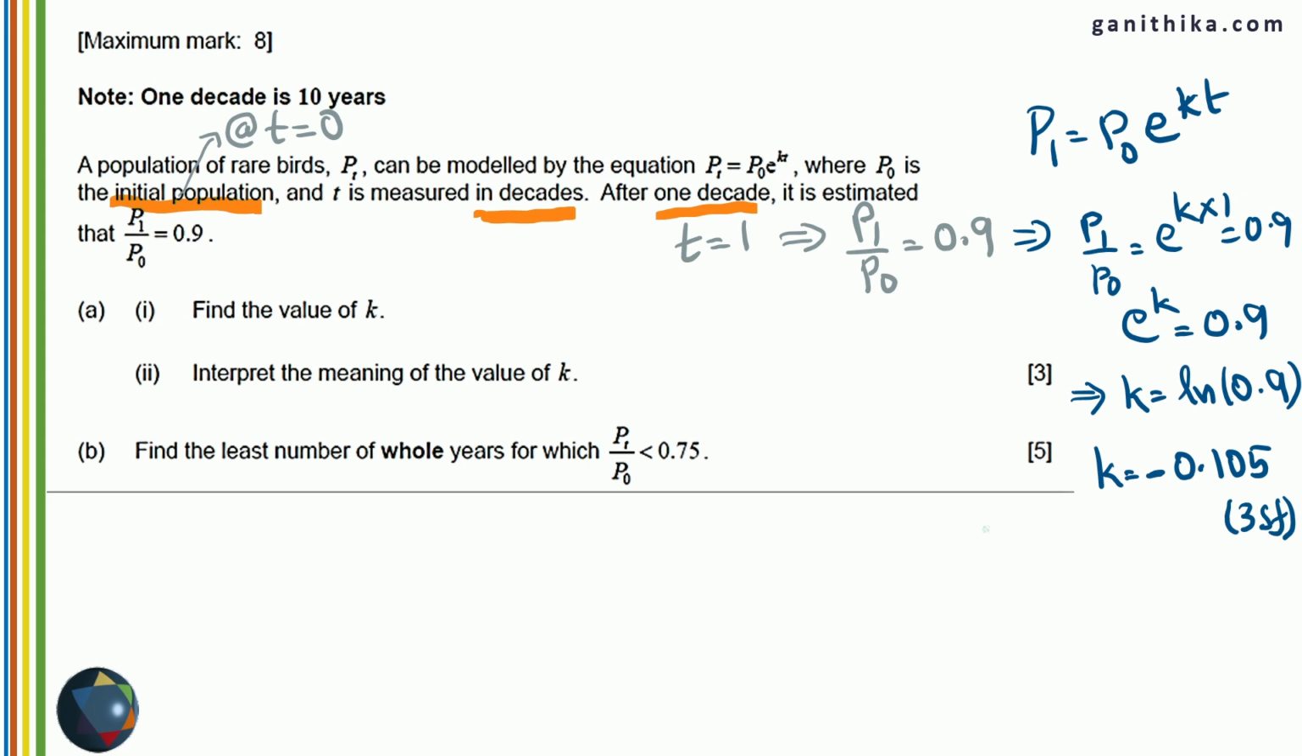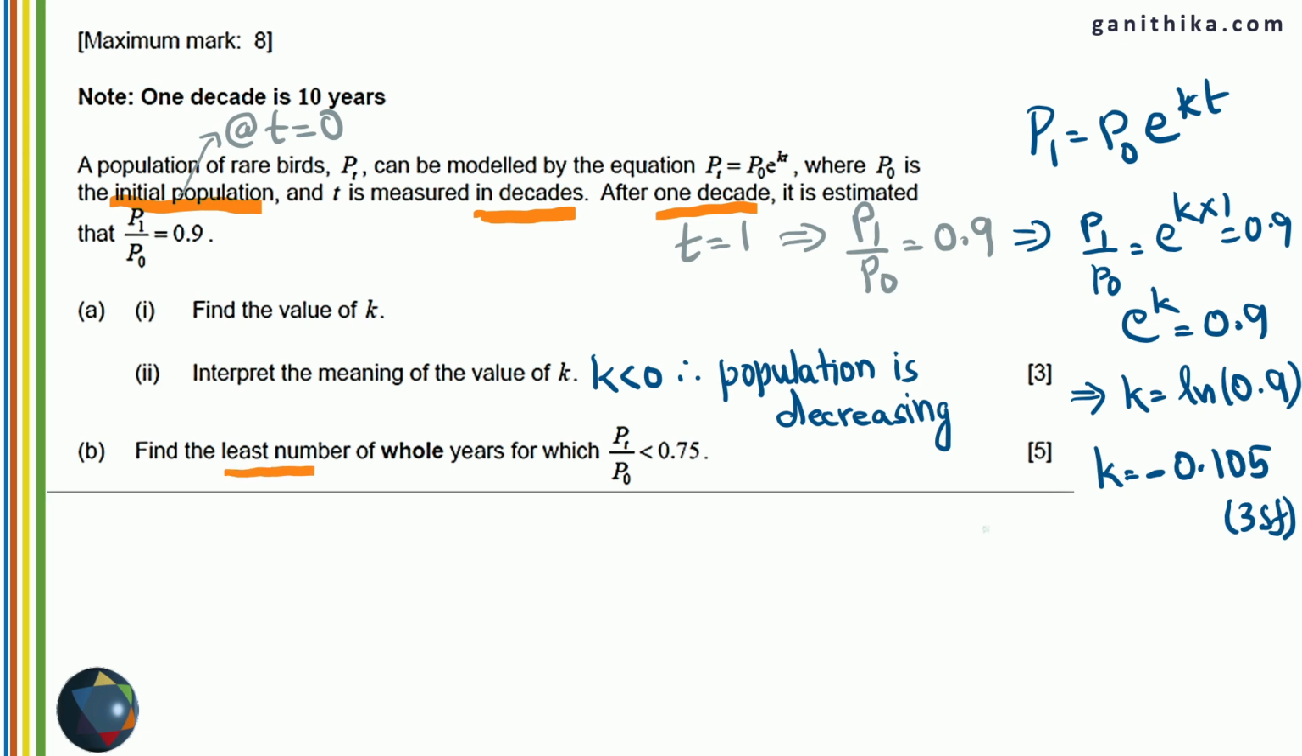Interpret the meaning of the value of k. You cannot interpret when the value of k is in terms of ln of 0.9. When you use your calculator and find the value for ln of 0.9, it is negative 0.105. This gives you that since k is less than 0, since k is a negative number, the population is decreasing. So this is just 1 mark for the question A2. In order to interpret the meaning of the value of k, you have to find the ln of 0.9. Otherwise, you can leave the answer as ln of 0.9 here.